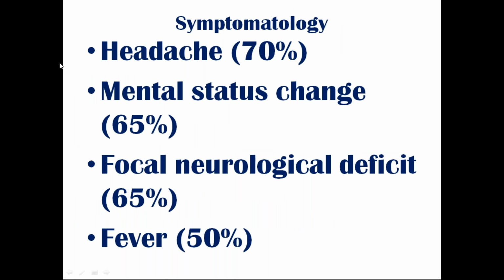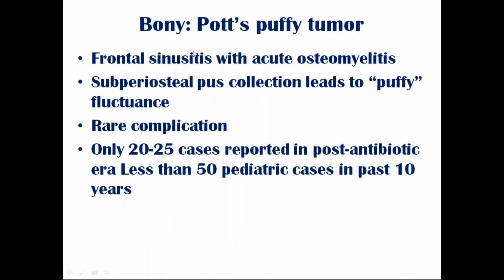Symptomatology mostly headache. Next one is the mental status change. Next one is the focal neurological deficit. Next is the fever. Because intracranial contents are involved, it can lead to headache, mental status change, focal neurological deficit, and fever. Next one is the bony involvement, which can lead to the Pott's Puffy tumor.